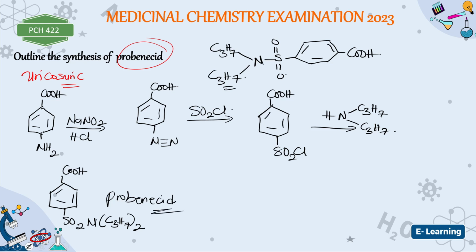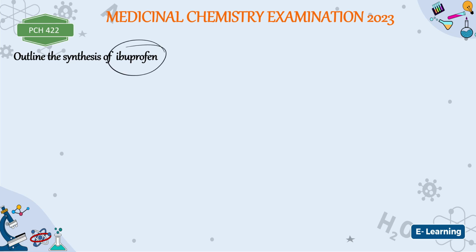Now the next one, ibuprofen. Synthesis of ibuprofen. Now how do we synthesize ibuprofen? It's very easy. We will need the starting material, which is 2-methylpropylbenzene. Which is something like this. This is CH3, here is also CH3. This is 2-methylpropylbenzene.